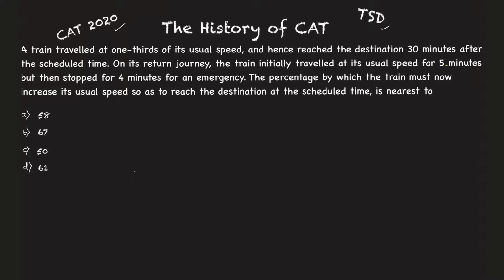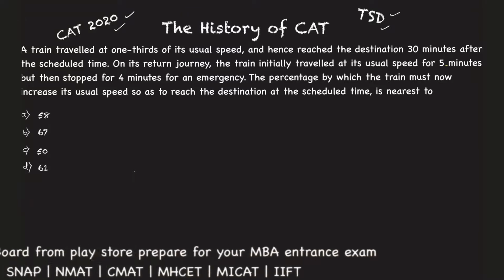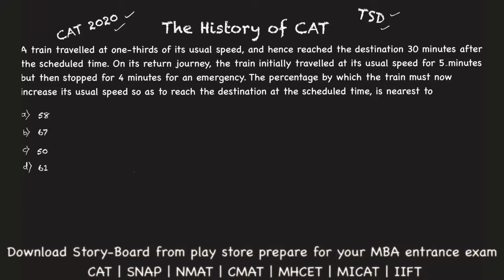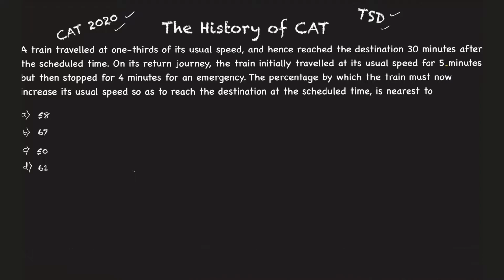So today we solve a problem which appeared in CAT 2020 and it is from the chapter of time, speed and distance and specifically from the topic of trains. So let's understand what is given here. A train travelled at 1/3 of its usual speed and hence reached the destination 30 minutes after the scheduled time.